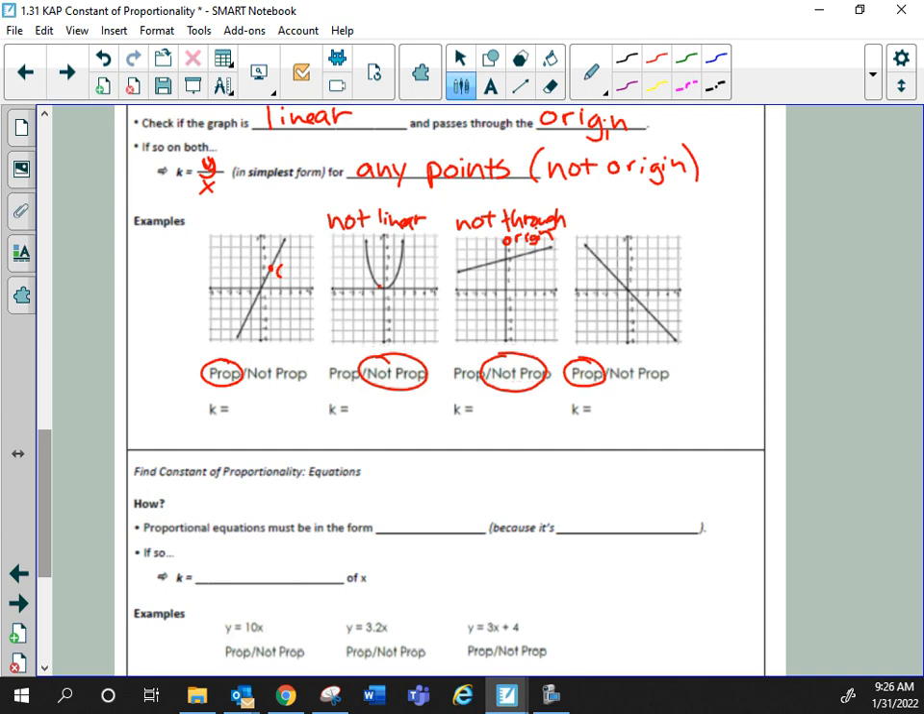(2, 1). I disagree. (1, 2). (1, 2). To find the rate of change, I put y over x, so I'm going to put 2 over 1, and that simplifies to 2. Bam. Do the next one, the last one. Find the constant of proportionality.